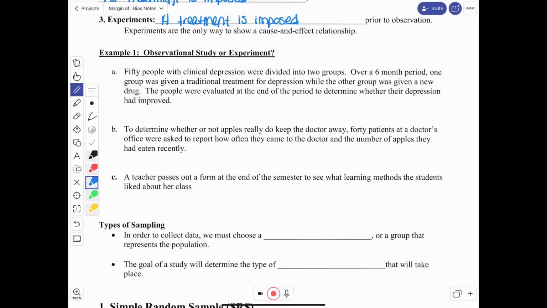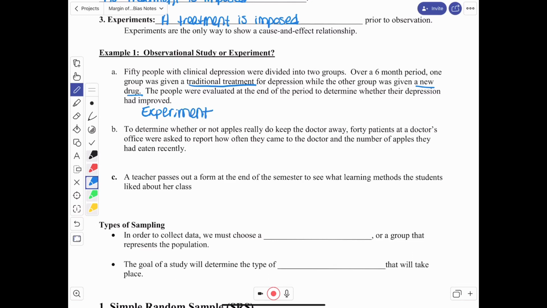So 50 people with clinical depression were divided into 2 groups. Over a 6-month period, one group was given a traditional treatment for depression, while the other group was given a new drug. The people were evaluated at the end of the period to determine whether their depression had improved. So, right here, key word, they were given traditional treatment and then new drug. So since they are being given something, this was definitely an experiment.